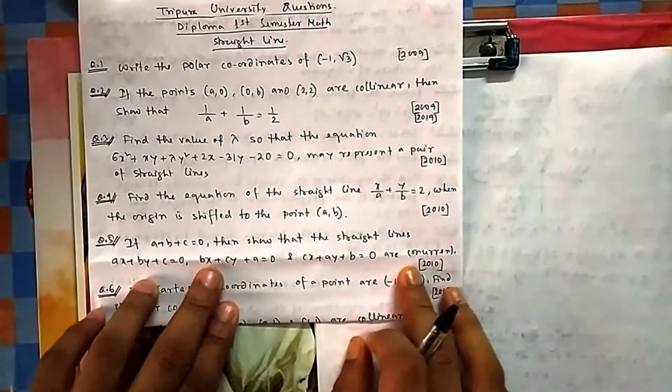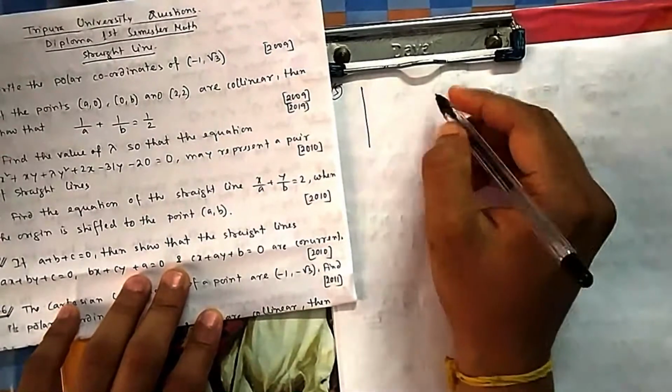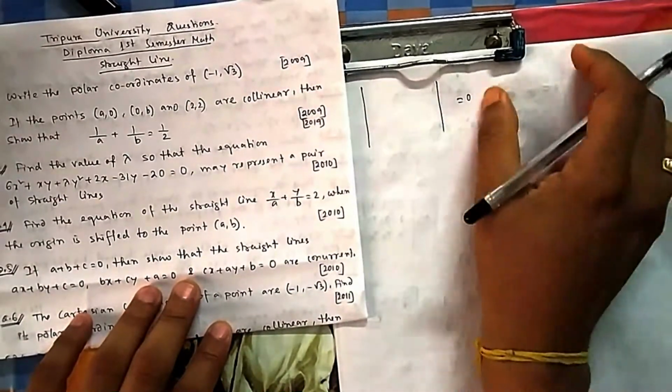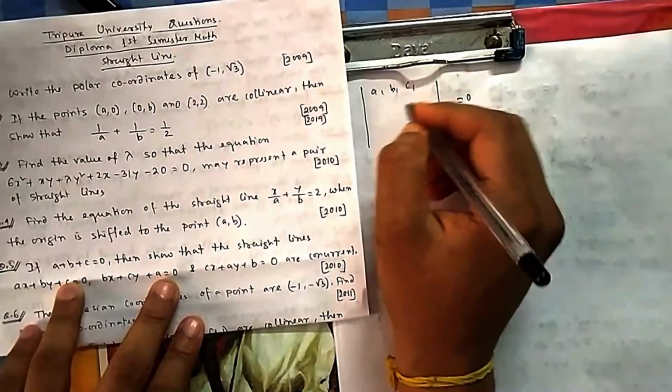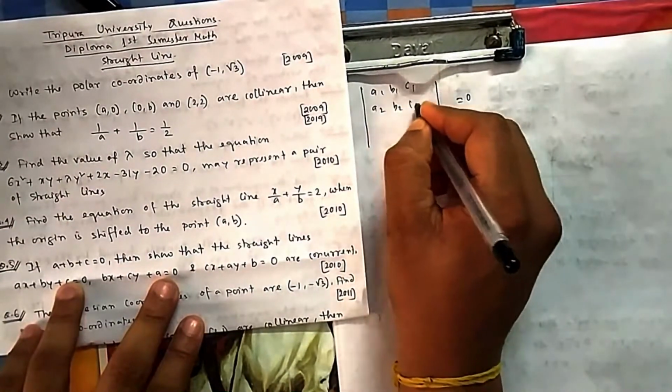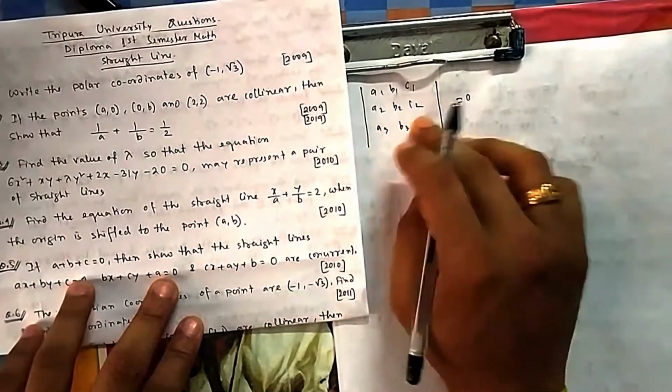Now again question number 5: show that these are concurrent. Again for concurrent we have seen one determinant formula, so I am writing the determinant. If you don't have determinant, I will do it in a different way. What was the formula? A1, B1, C1. Concurrent means all three will pass through the same point. So this was the formula, easy to remember. If you know how to open a determinant, then you can still do it.